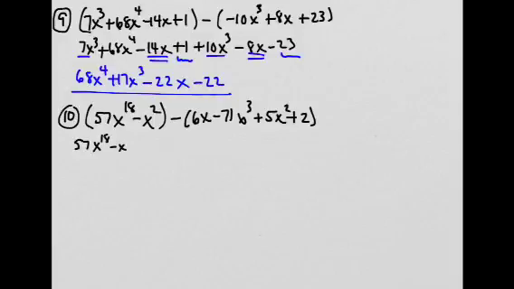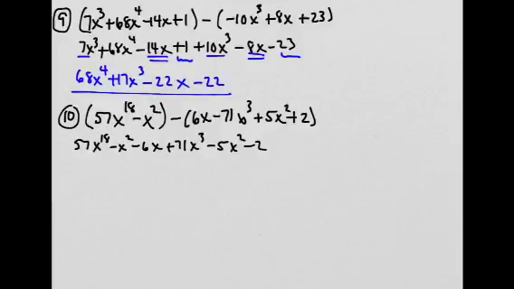Okay, so number 10 is subtracting again, so we're just copying down 57x to the 18th minus x squared, and then we're going to change the signs of every term in this polynomial because of that negative right there. So it's negative 6x plus 71x to the third minus 5x squared minus 2.